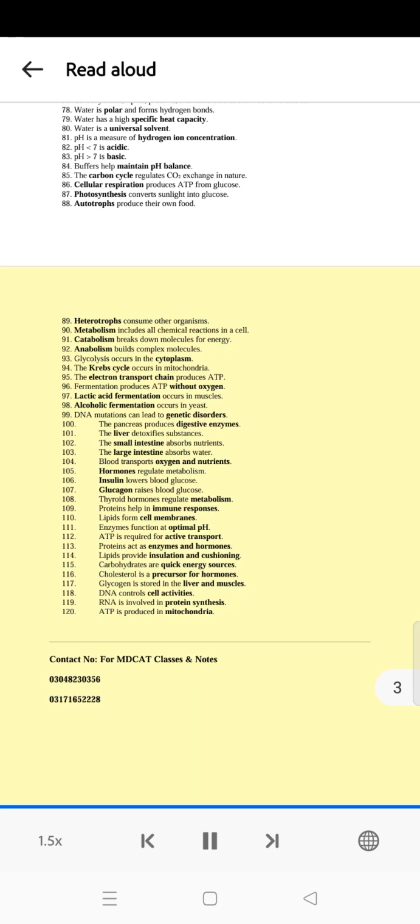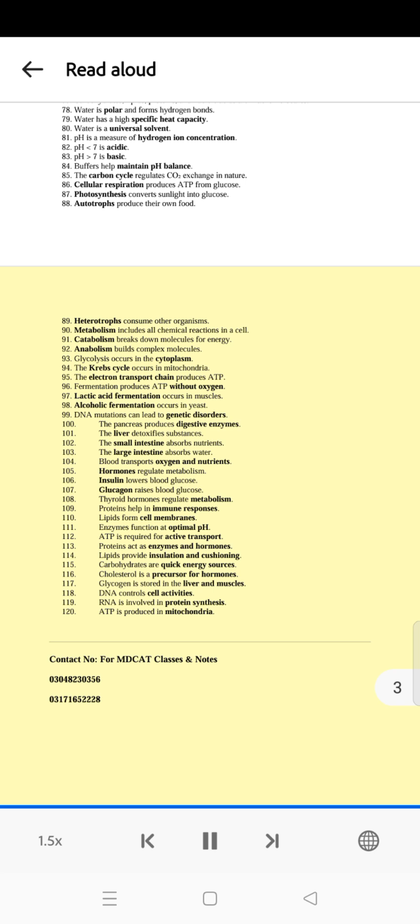Glycolysis occurs in the cytoplasm. The Krebs cycle occurs in mitochondria. The electron transport chain produces ATP. Fermentation produces ATP without oxygen. Lactic acid fermentation occurs in muscles. Alcoholic fermentation occurs in yeast.